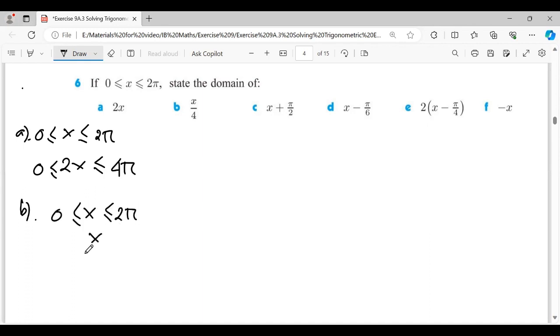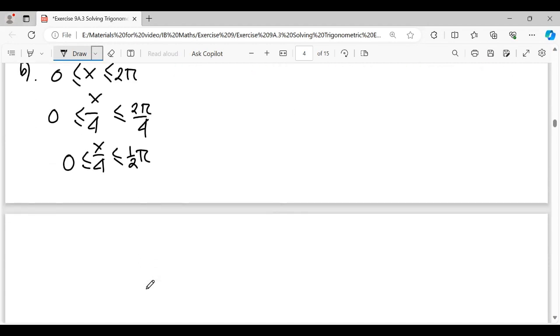Okay, x divided by 4, it means 0 divided by 4, still 0, and pi divided by 4, okay, it becomes 0 to half pi, or pi over 2.